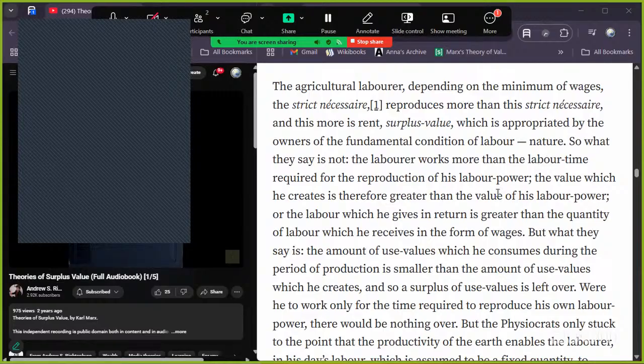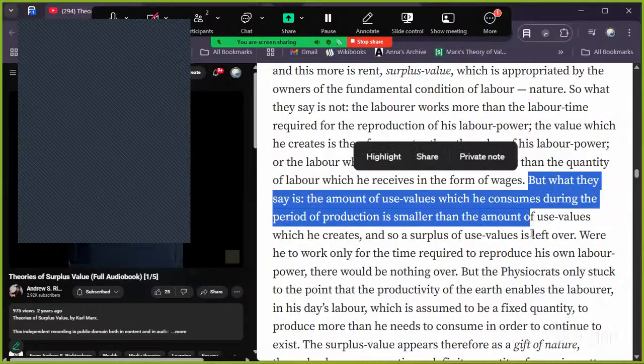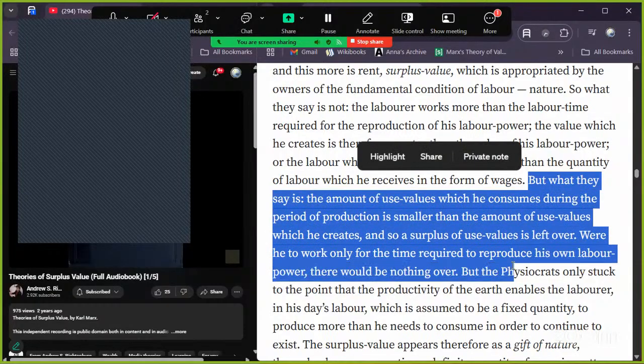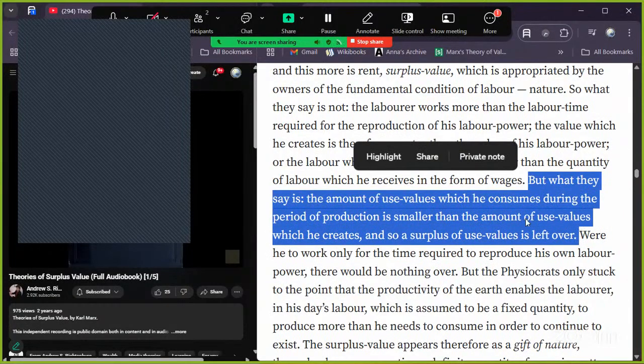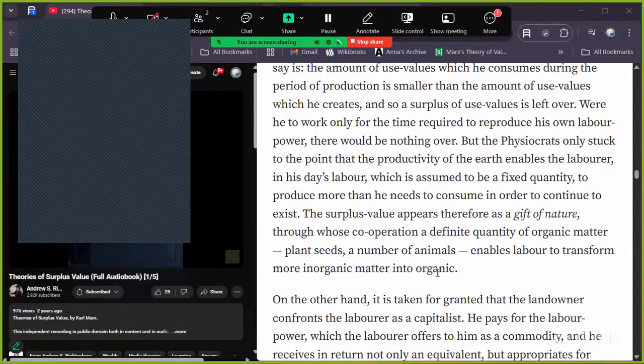So what they say is not that the laborer works more than the labor time required for the reproduction of his labor power. The value which he creates is therefore greater than the value of his labor power, or the labor which he gives in return is greater than the quantity of labor which he receives in the form of wages. But what they say is that the amount of use values which he consumes during the period of production is smaller than the amount of use values which he creates, and so a surplus of use values is left over.